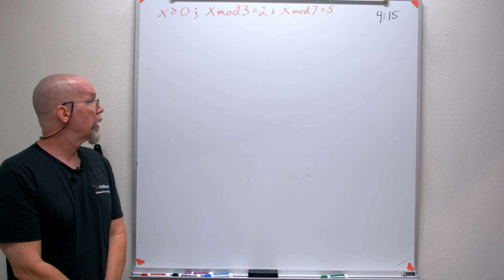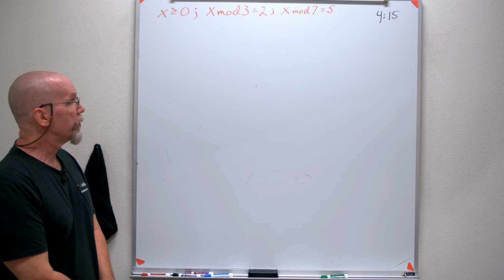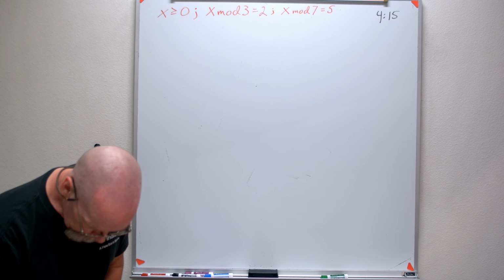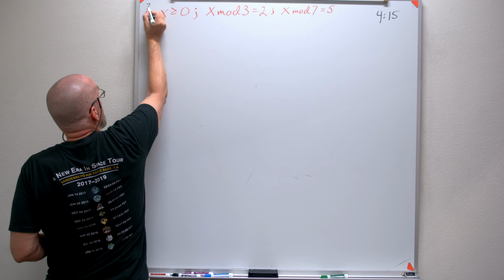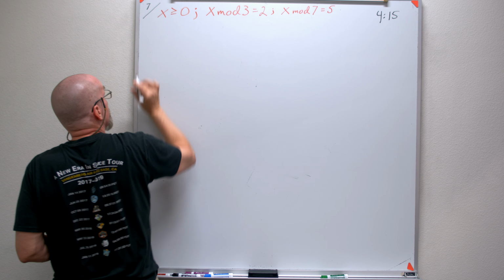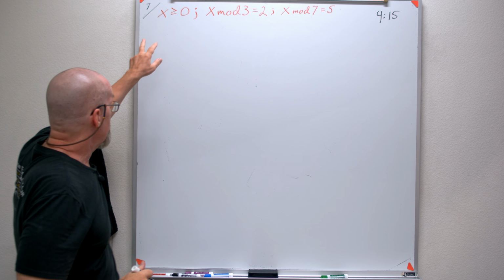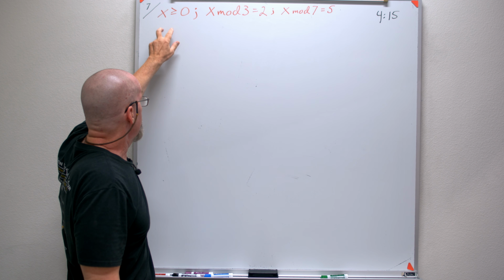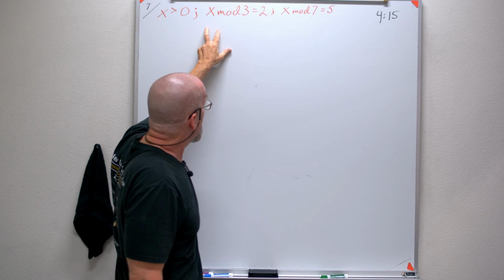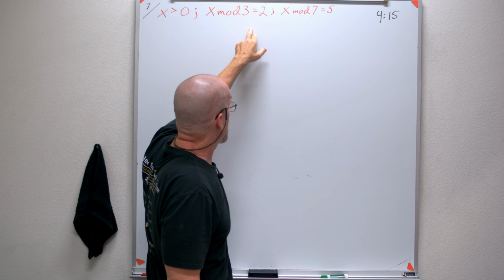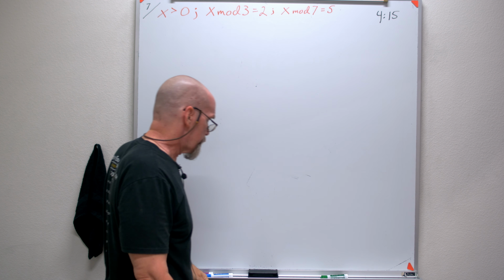So we are continuing onward in our test review with question number 7. I did not write this down, but number 7, I have changed the numbers from what they actually gave you. I kept the x as a positive integer, so x is greater than 0. I changed it to x mod 3 equals 2, x mod 7 equals 5.